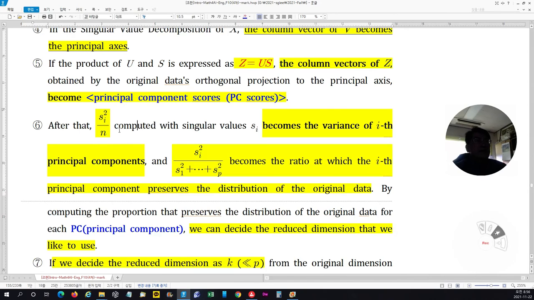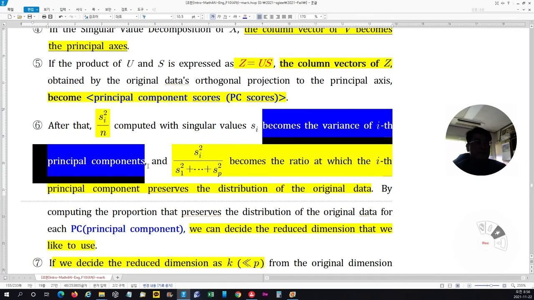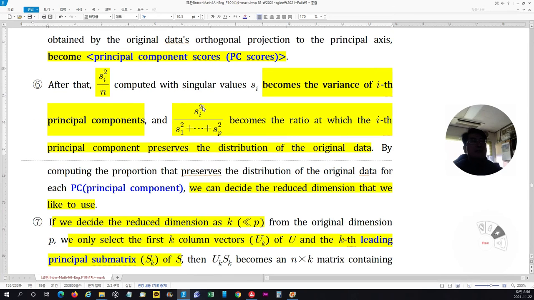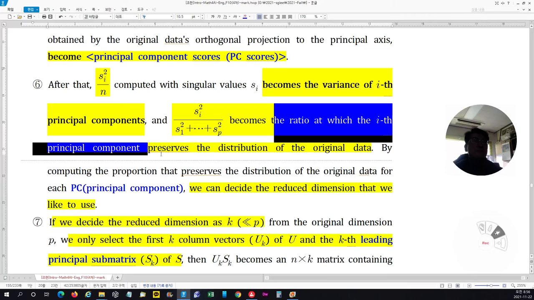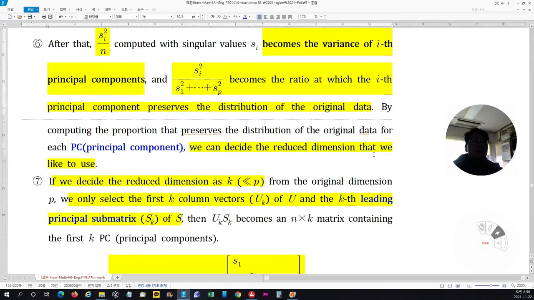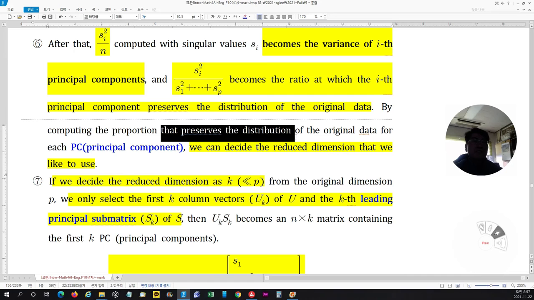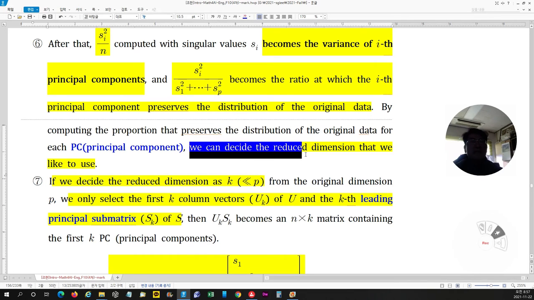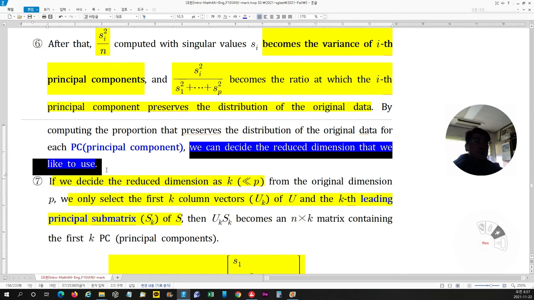After that, Si squared over N, computed with the singular values Si, becomes the variance of the i-th principal component. And Si squared over the sum of Si squares becomes the ratio at which the i-th principal component preserves the distribution of the original data. So by computing the proportion that each principal component preserves, we can decide the reduced dimension that we would like to use.